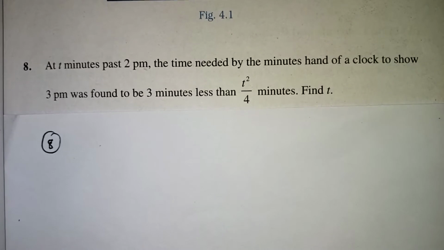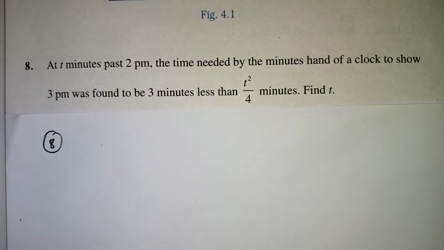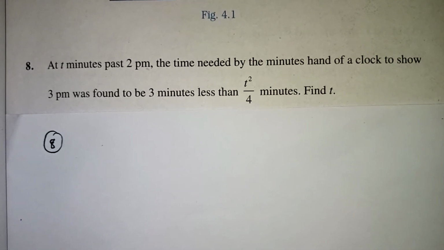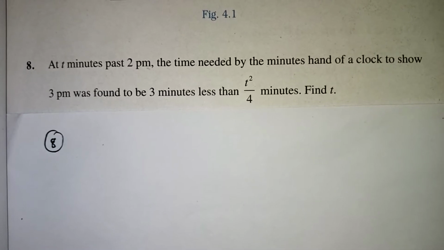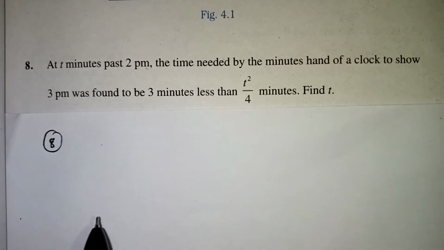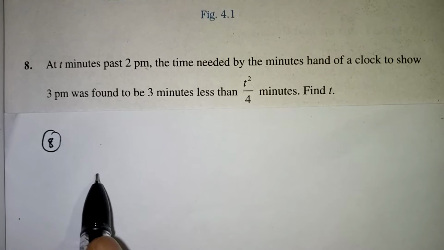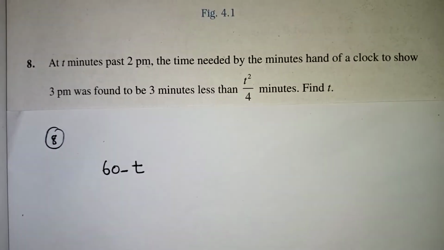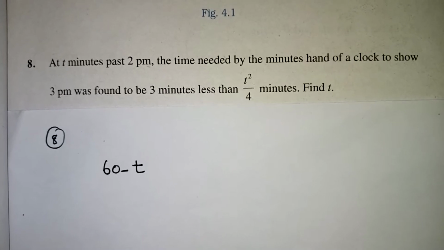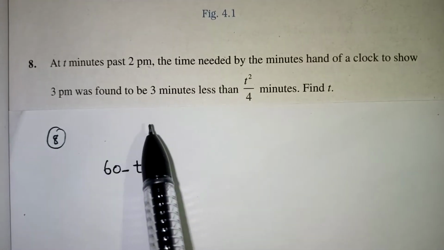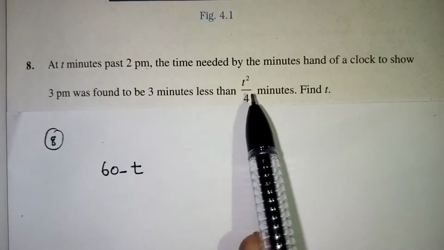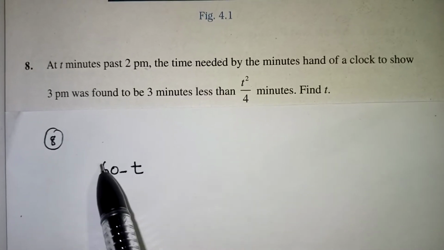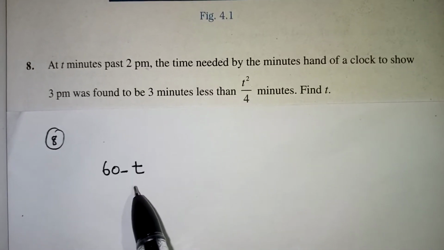Now the question mentioned to us at t minutes past 2 pm. So after 2 pm, some t minutes are over already. Now still how many minutes are required to go to 3 pm they are asking. From 2 to 3 it's 60 minutes actually. Now 60 minus t minutes will be needed to go to the 3 o'clock. Now that was found to be 3 minutes less than t squared by 4. So this much minutes is needed to go to 3.